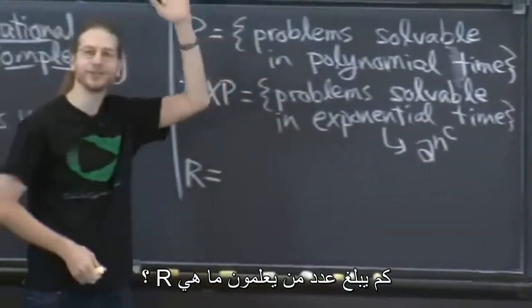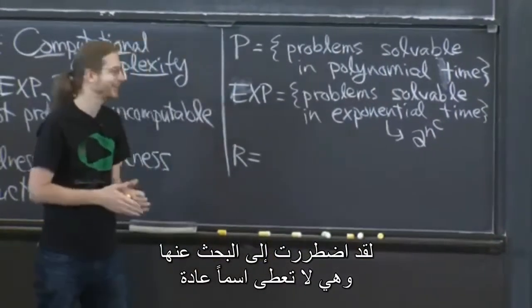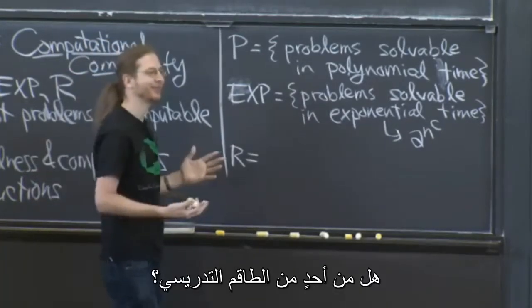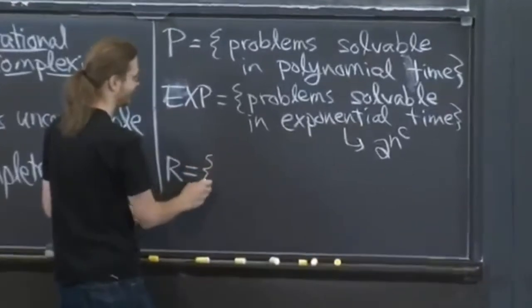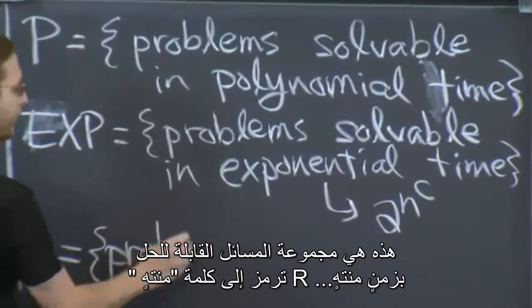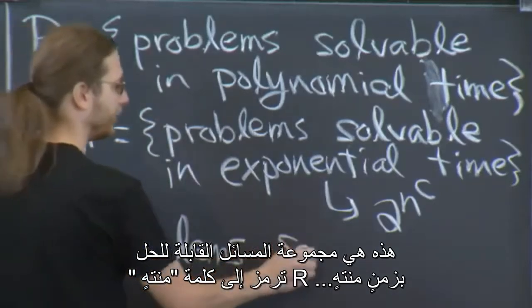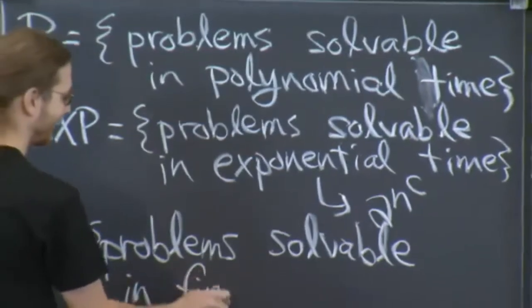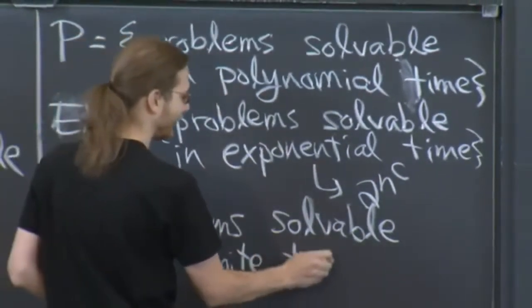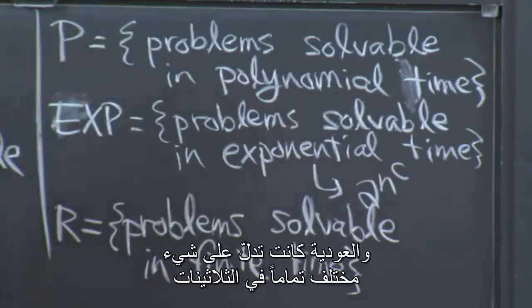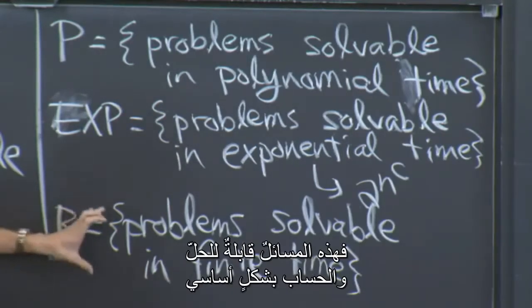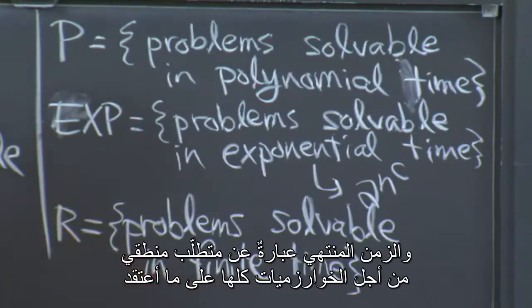How many people know what R is? This one I had to look up. It's not usually given a name. No one? It's teaching staff? You guys know it? These are all problems solvable in finite time. R stands for finite. R stands for recursive. Recursive used to mean something completely different back in the 30s when people were thinking about what's computable, what's not computable. These are basically solvable problems, computable problems. Finite time is a reasonable requirement, I think, for all algorithms.